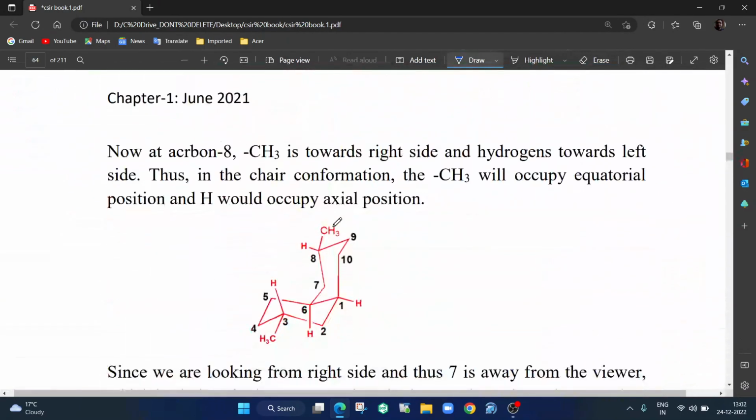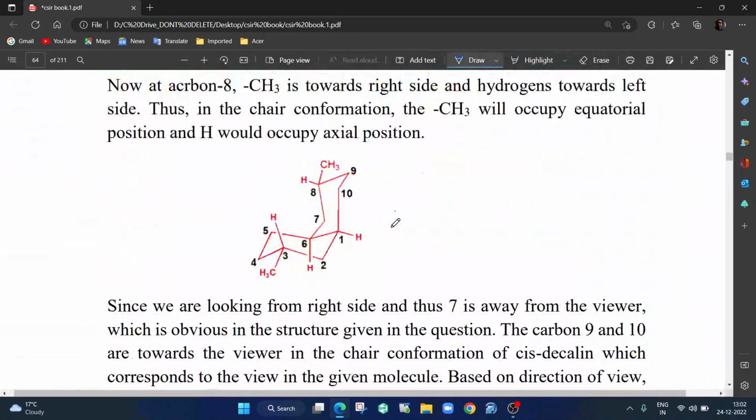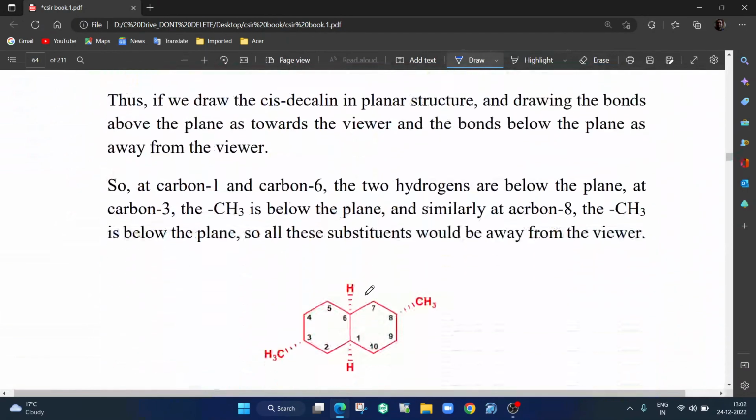H is above the plane, CH3 is below the plane, that is why H is coming in axial position, CH3 is coming in equatorial position, and therefore we know that it is a cis-decalin system. And at carbon number 3, CH3 is below the plane. At carbon number 8, CH3 is again below the plane. That means both of them will be in the same plane, away from the viewer.